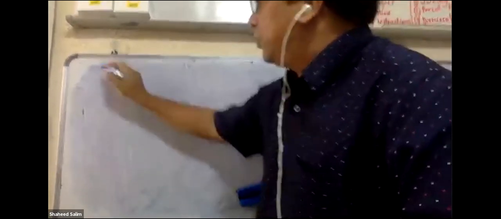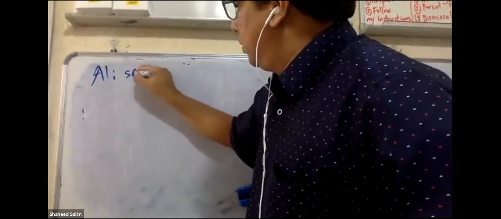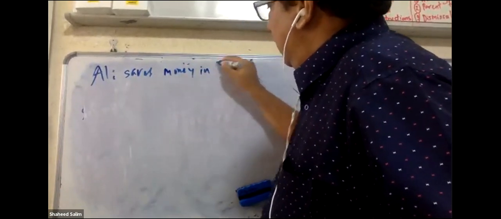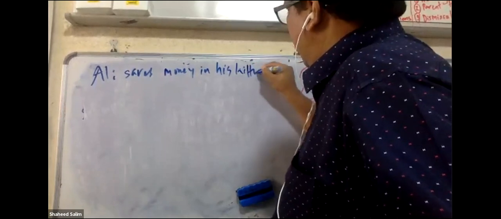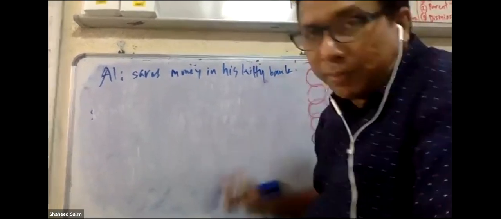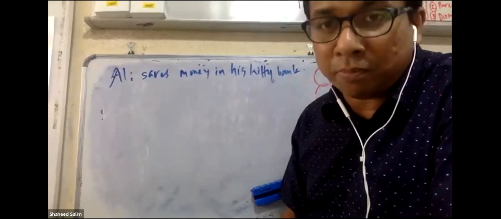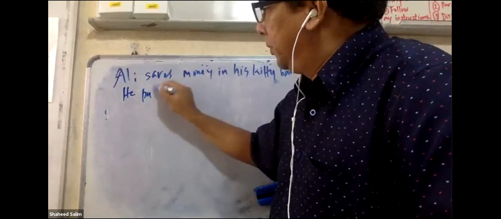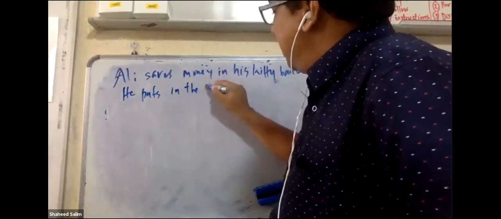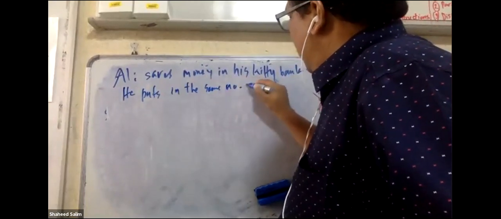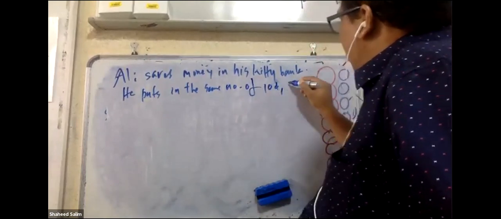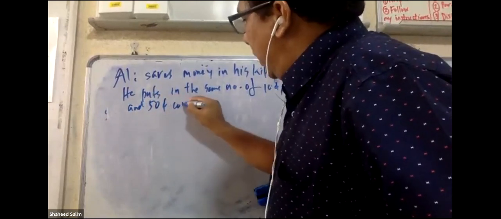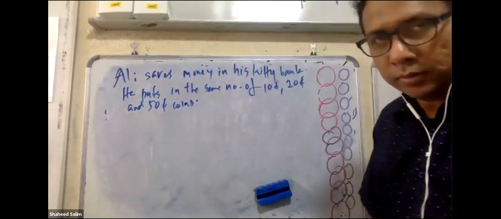Ali, he saves money in his kitty bank. You know what's a kitty bank, right? Because he's a Muslim, he doesn't like piggy bank. He said, tak halal. Now, he puts in the same number of 10 cent, 20 cent, and 50 cent coins. Okay?